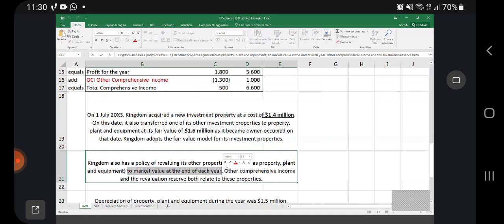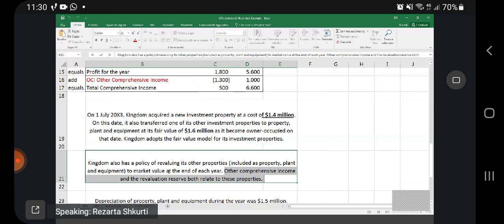And the key phrase here is this. The other comprehensive income, remember the red colored item over here? This other comprehensive income and the revaluation reserve that is part of the statement of financial position that we explain later, they both relate to the properties, not investment properties, but to the property, plant and equipment. Okay? So once again, I'm repeating what I said previously.